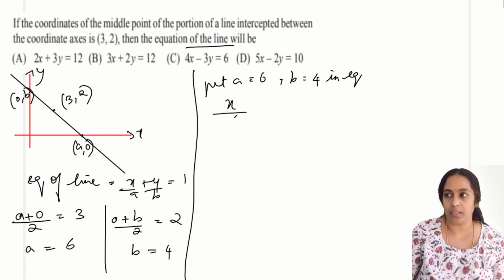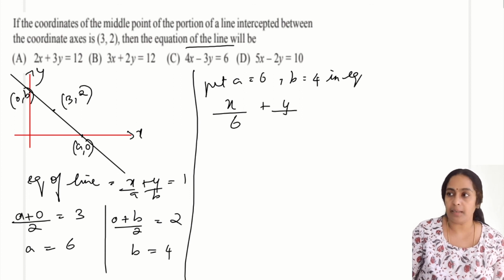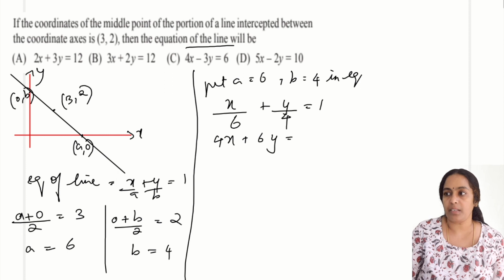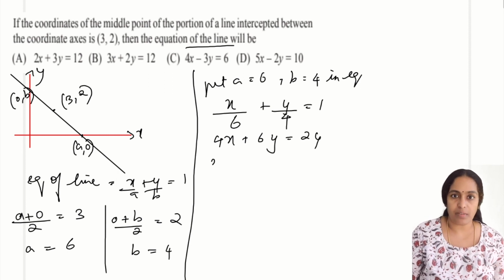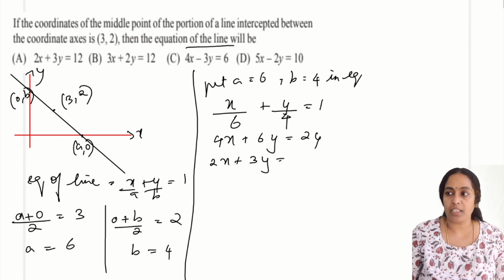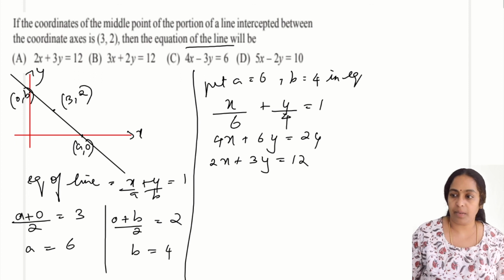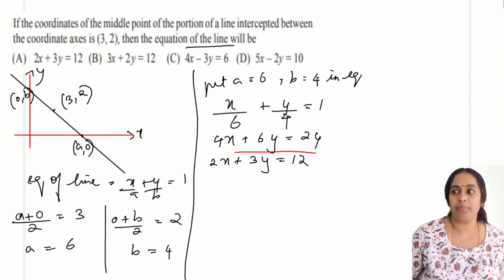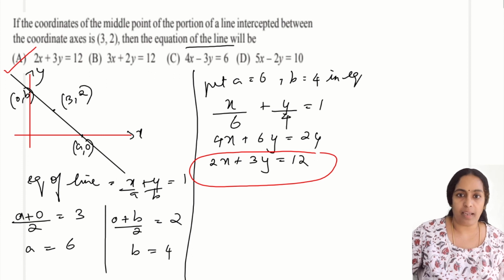What do you get, children? x by 6 plus y by 4 equals 1. 4x plus 6y equals 24. When I simplify this equation, divide by 2 throughout. 2x plus 3y equals 12. 2x plus 3y equals 12 is my equation of the line. So option A is the correct answer.